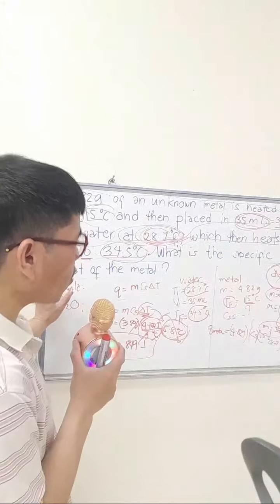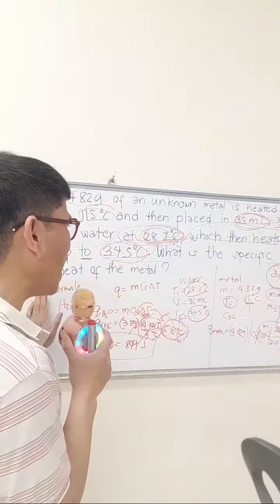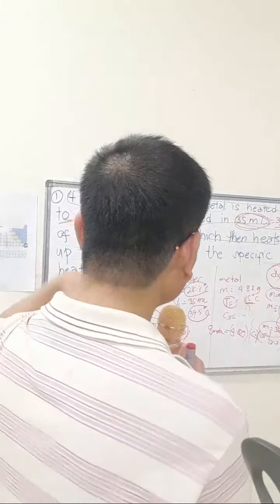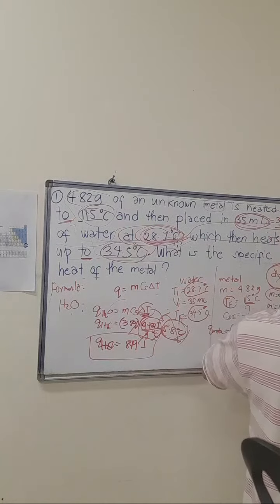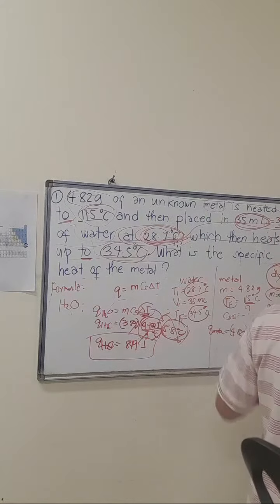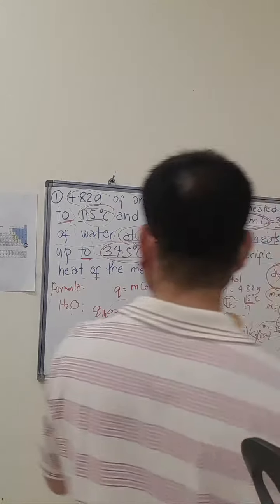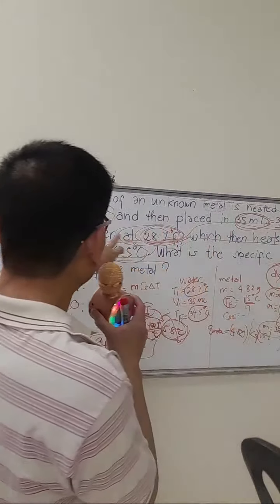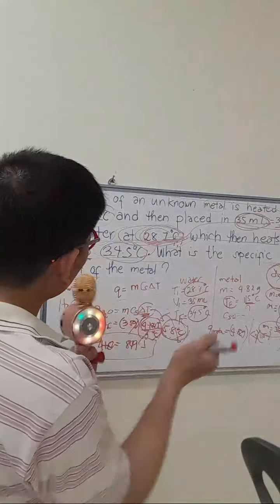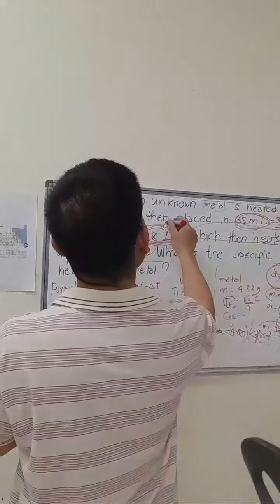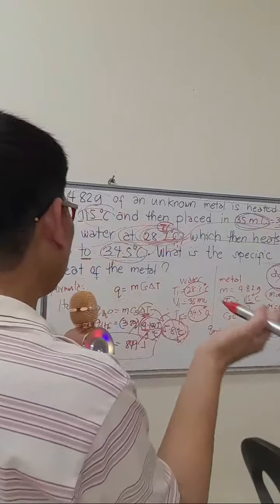We want to make sure how to solve it. So the Q of the metal is 4.22 times the specific heat times 115 minus the initial of the metal. Let's analyze further, guys. It is placed in thermal water at 28.7 degrees Celsius. So this is the initial for the water. Now, which unit goes up to 34.5?